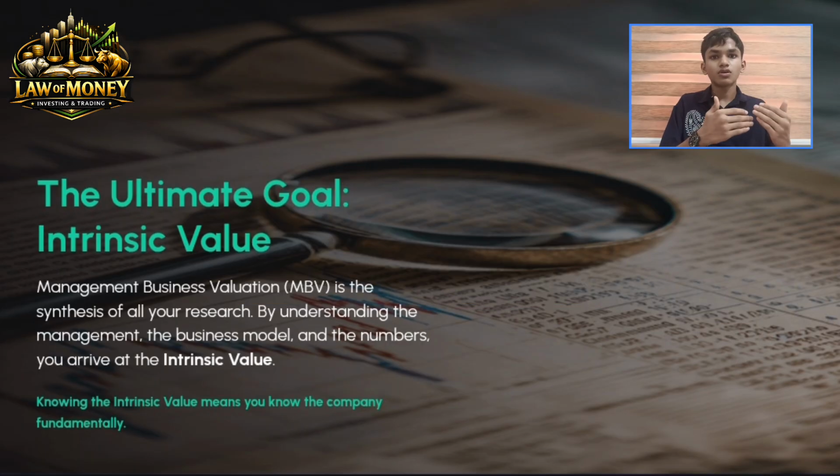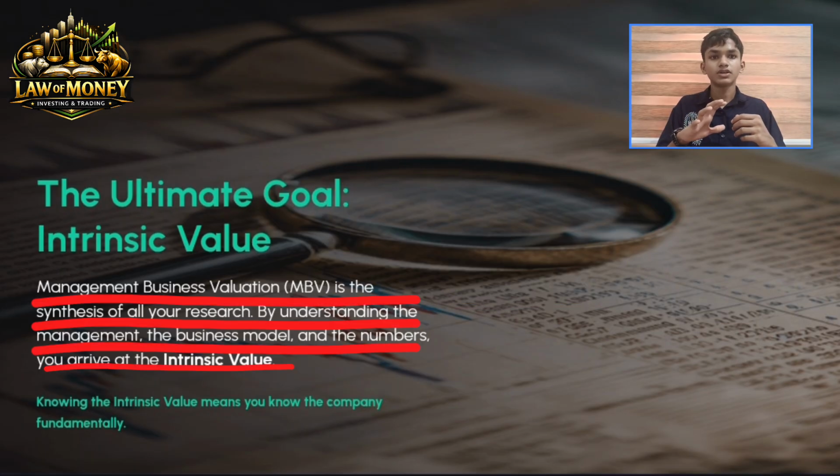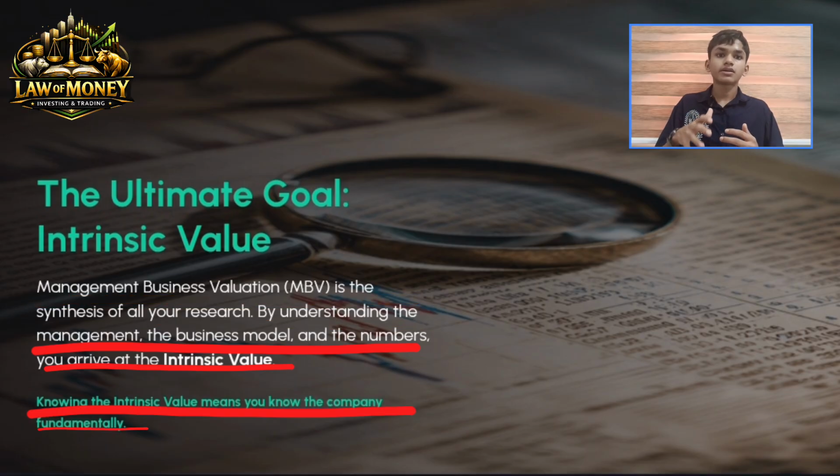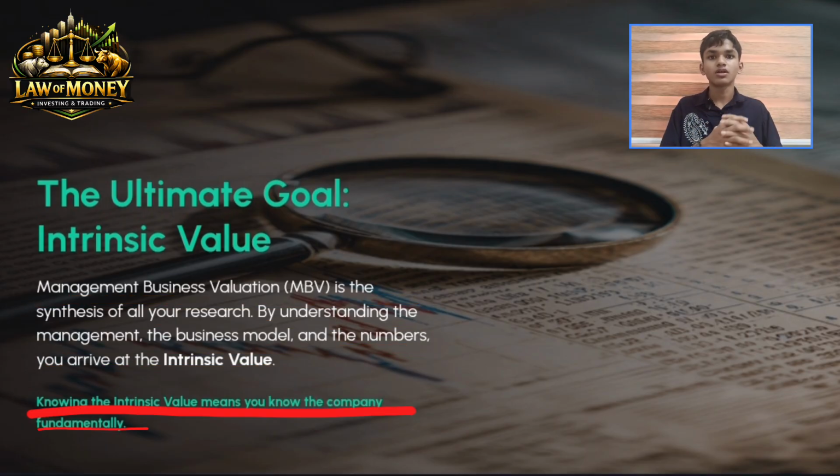Finally, we arrive at the holy grail, management business valuation, and intrinsic value. This is where you combine the vibes of the management, the strength of the business model, and the hard truth of the numbers to decide what the company is actually worth. If you calculate intrinsic value at $100 but the market is selling it for $60 because everyone is panicked about a headline, you found a bargain. If the market is selling it for $200 because of hype, you stay away.